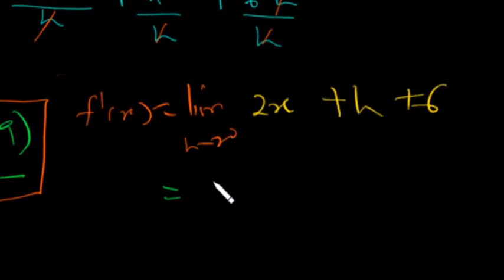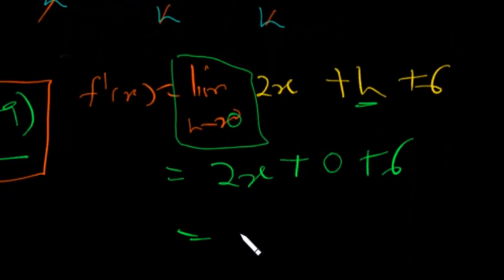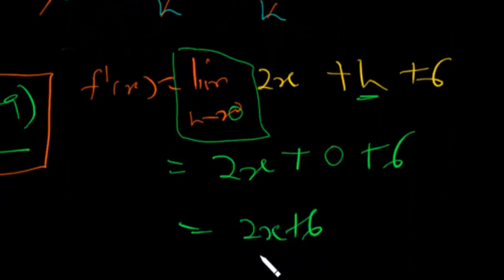So we can go on to find the limit, and when you are finding the limit, you don't write the limit again. So we write 2x. Finding the limit as h goes to 0 means that wherever we see h, we write 0 because h is approaching 0. It tends to 0, all right? So we have 2x plus, here we have h, so we write 0, plus 6. And the final answer is 2x plus 6.